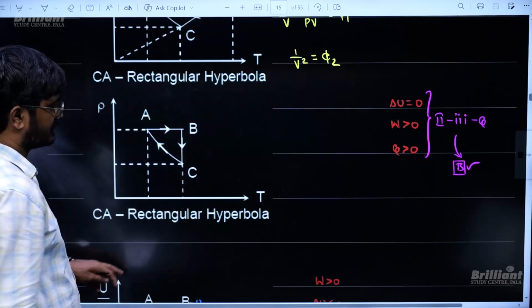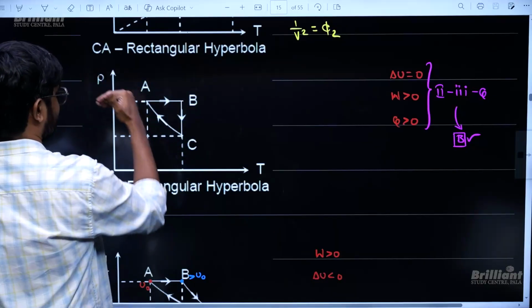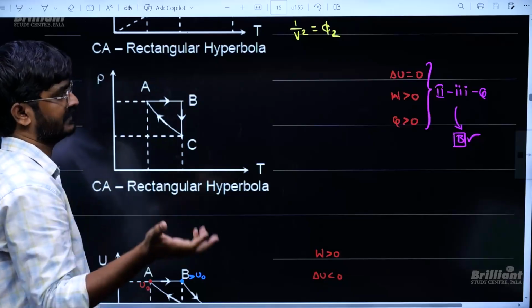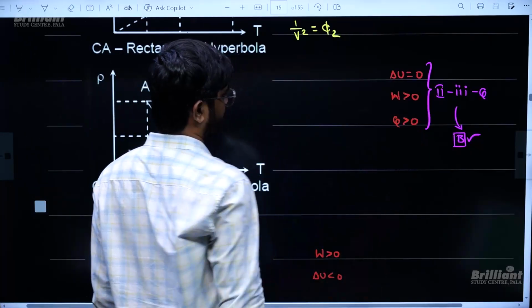In this case, it is a constant temperature process, so delta U is 0. From here to here, density is reducing. Density is mass by volume. If density is reducing, volume is increasing. So work done is going to be positive. This plus this is going to be positive.